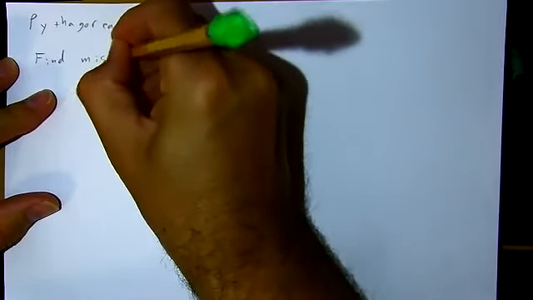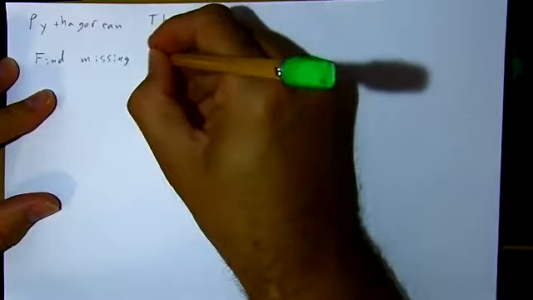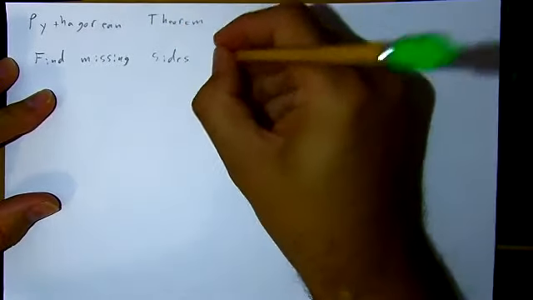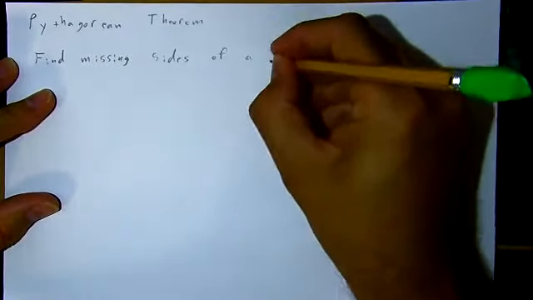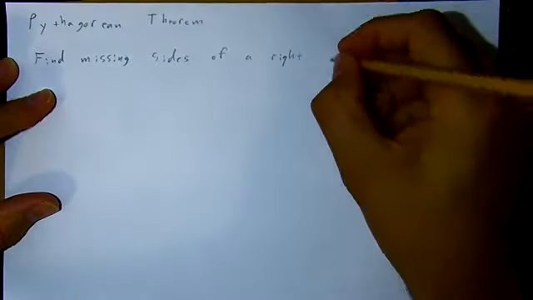To find missing sides of a right triangle.